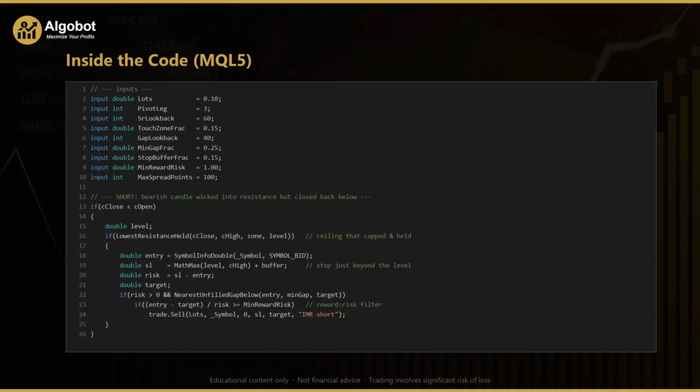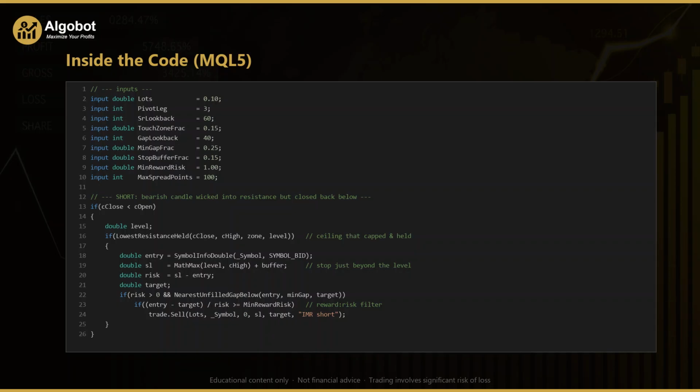Now the signal logic for a short. The first line checks that the closed candle is bearish, with close below open. Then it calls lowest resistance held, which returns true only if the candle wicked up into a resistance level but closed back beneath it, the ceiling that held. The entry is read from the current bid. The stop loss is the higher of the level or the candle high, plus the buffer, so it sits safely above the rejection. Risk is simply stop minus entry.